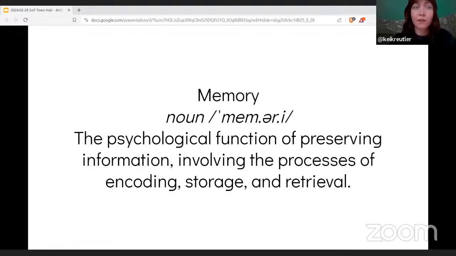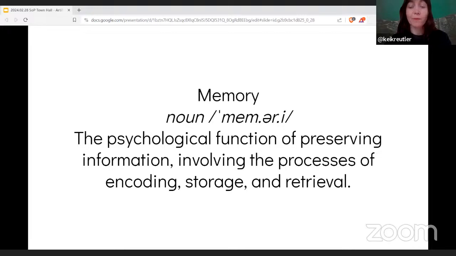It's the psychological function of preserving information, involving the processes of encoding, storage, and retrieval. And it's funny with this definition because it could be nearly applicable to both human brains and computers, except for the psychological function part. There's an unnatural, let's say artificial, quality to this definition already. And it's supported by neuroscience as well, that there's this unnaturalness of memory, and increasingly studies show that every time we recall a memory, we essentially reconstruct it and change it to some extent.